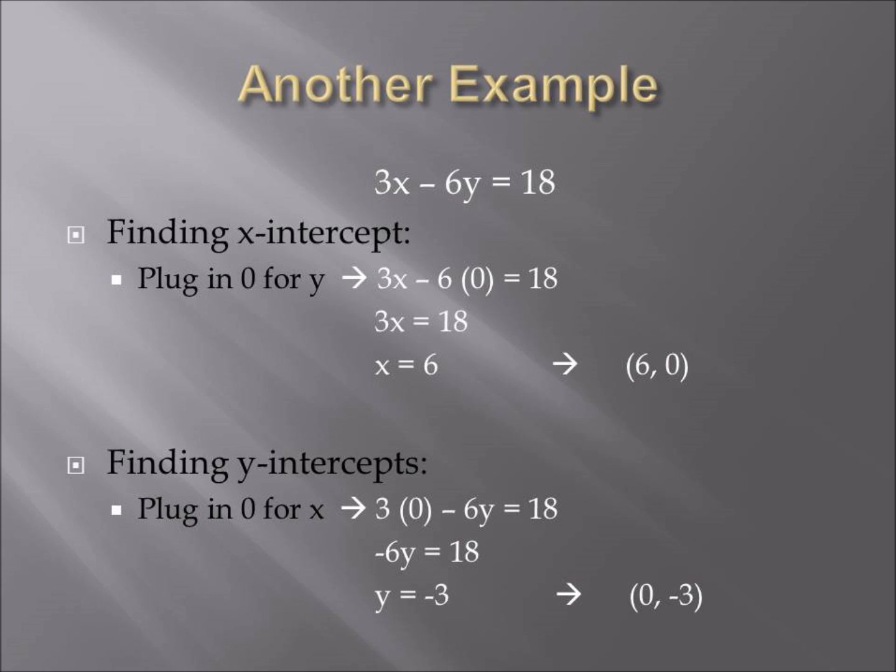So, it's not going to be as easy as last time, but we plug in 0, so we have 3 times 0 minus 6y equals 18. 3 times 0 equals 0, so negative 6y equals 18. We divide by negative 6, and we would then get y equals negative 3. This gives off the ordered pair (0, -3).